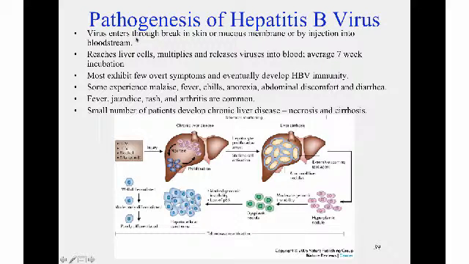So the virus will enter through a break in the skin, through a needle, or via sexual transmission. And once the virus reaches the liver, it will multiply and release viruses into the blood. There's an average 7-week incubation period, and most exhibit few symptoms and eventually will develop immunity. Some experience malaise, fever, chills, anorexia, abdominal discomfort, and diarrhea. Also, fever, jaundice, rash, and arthritis, as I just showed you, are common. And a small percentage of people will develop this chronic liver disease, but it does occur.